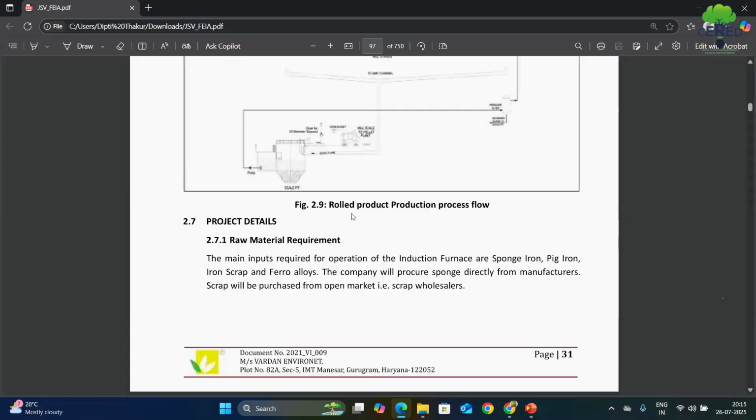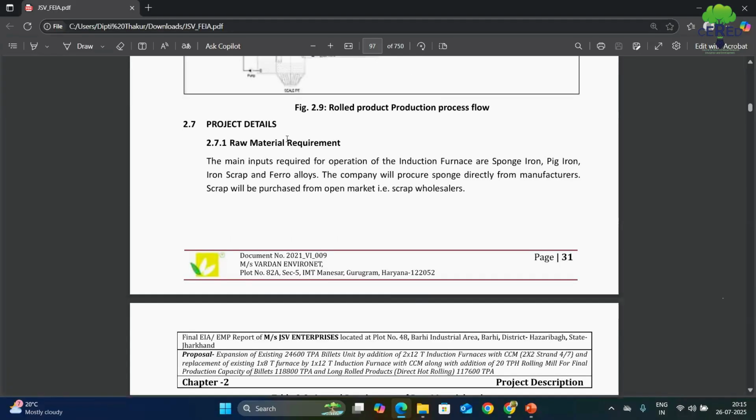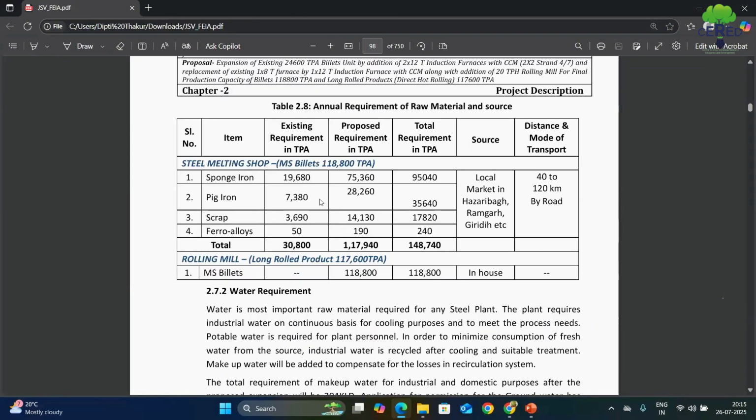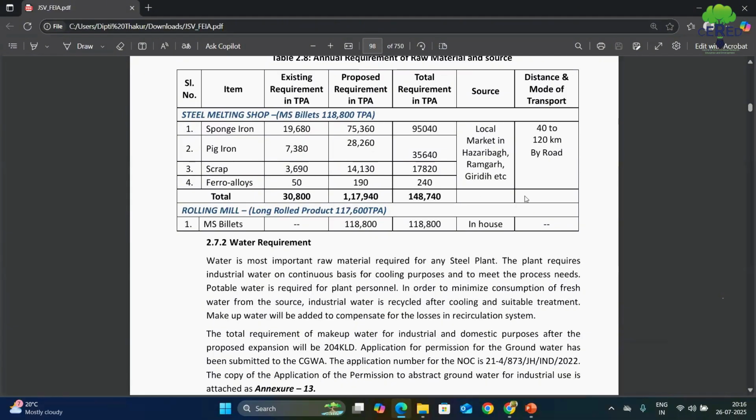So these are the processes of the different sections. The second is project details, where the raw material requirement is given. So what raw material is required for preparation of hot rolling mill and rolled product and billets? Basically, sponge iron, pig iron, scrap, and ferroalloys are required for the production of billet, and for rod, the MS billet is required, which is in house, because they prepare the MS billet in their house. And for rolling mill, they use their in-house billet for the preparation of rolled product.